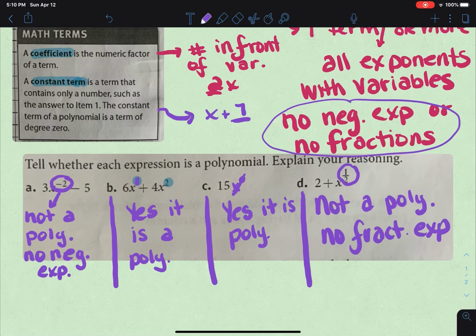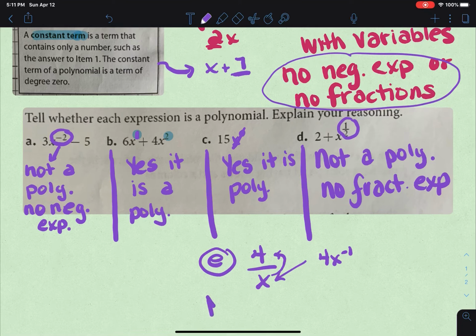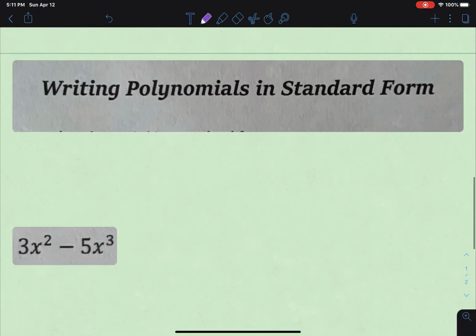Now, one other one I want to point out that you might see would be something like this. And that one is also a problem if the variable were on the bottom. Because if I were to move this, remember, like we talked about negative exponents, that would go on the top. That would be like this. So if it's on the bottom, it's like having a negative exponent. So this is not a polynomial. Okay, so those are some basic ideas about polynomials.